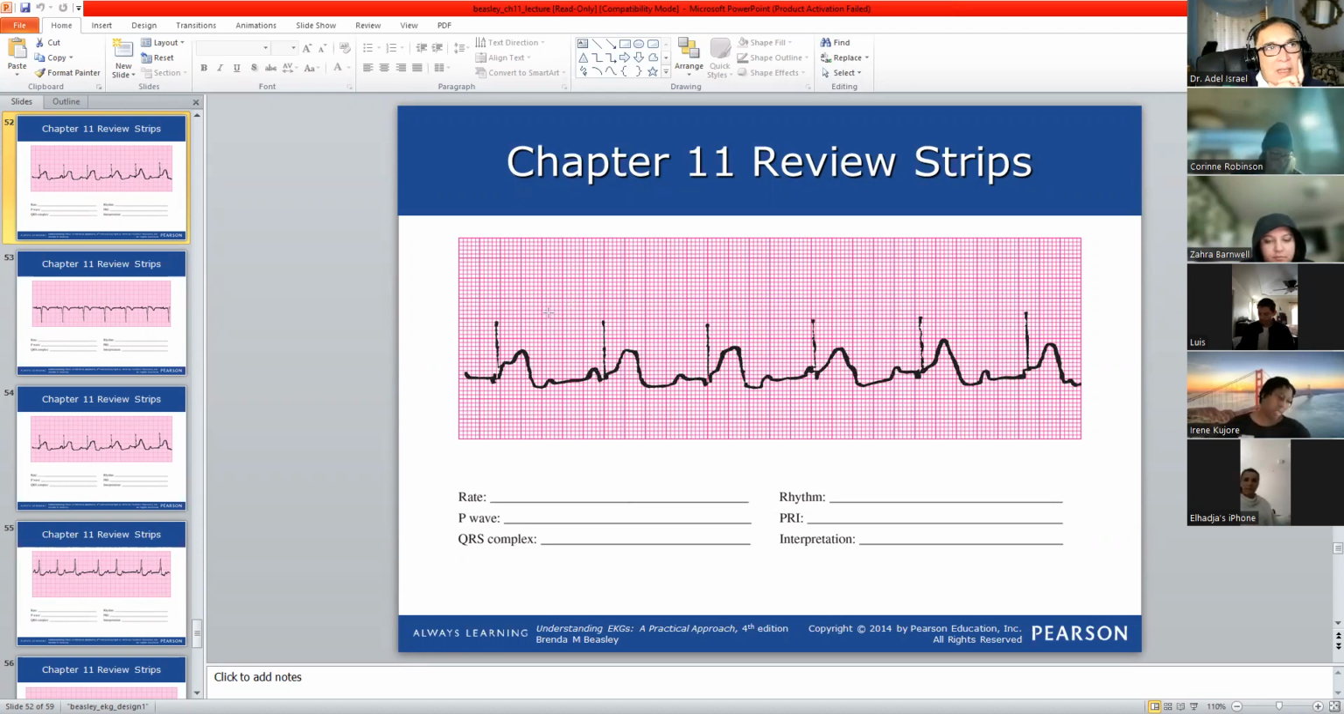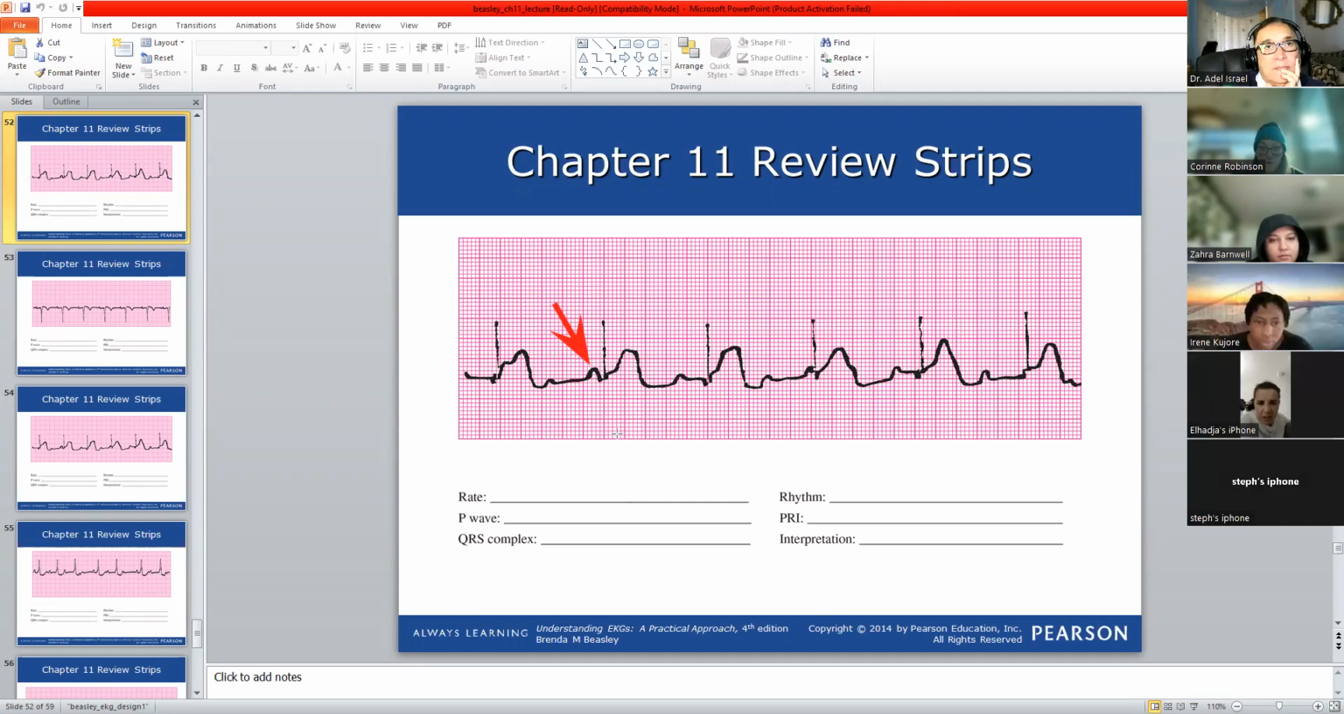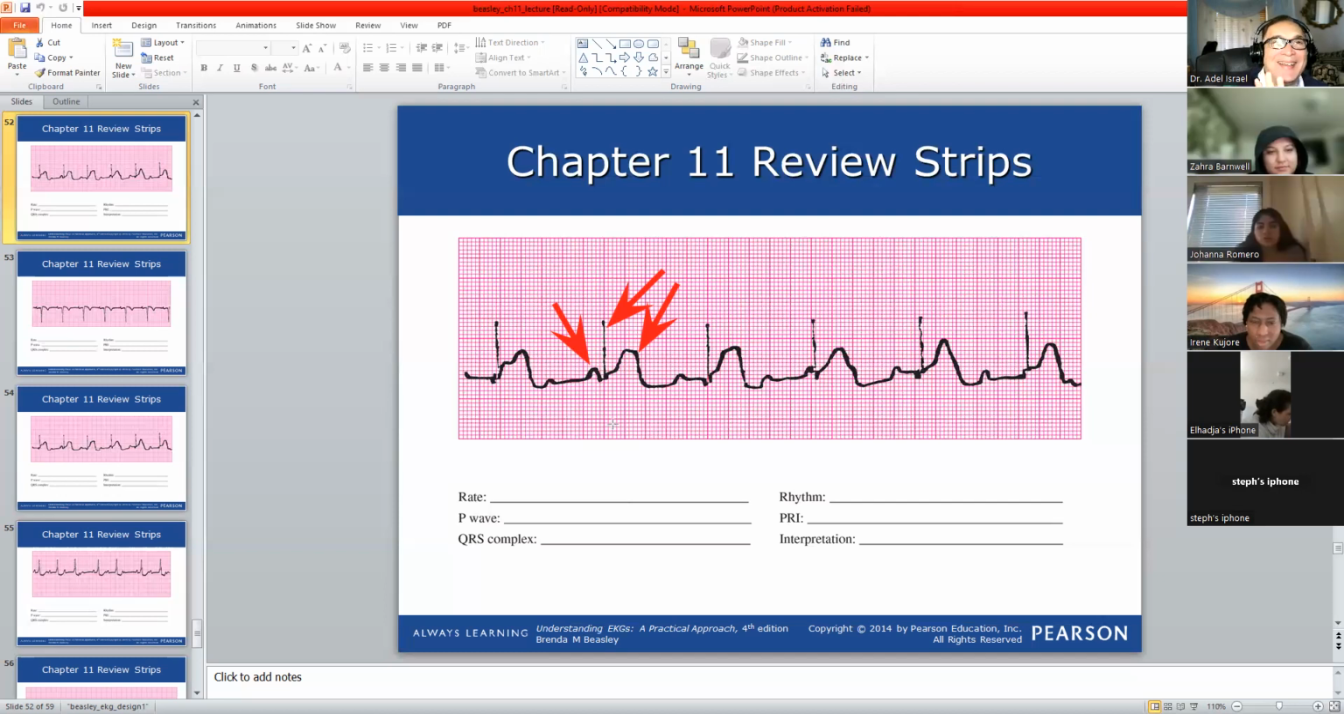Let us go through the waves. What is this wave? P wave. P wave, correct. What is this wave? T wave. T wave, very good. What is this wave? Is that the QRS? Wait, isn't that a Q wave? Don't panic, my wonderful student.